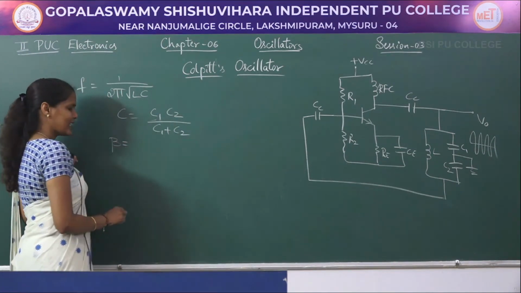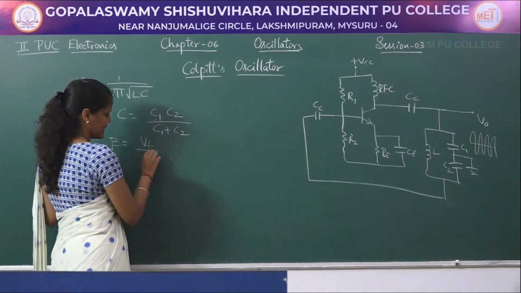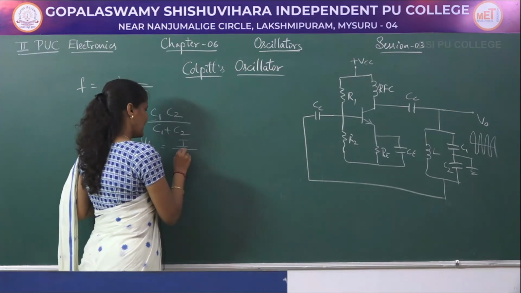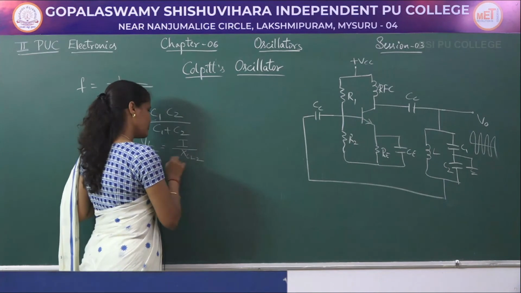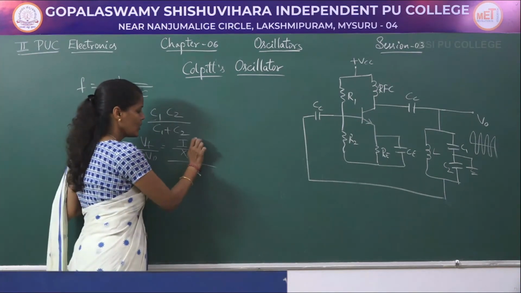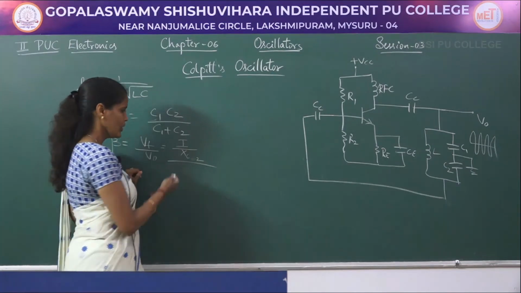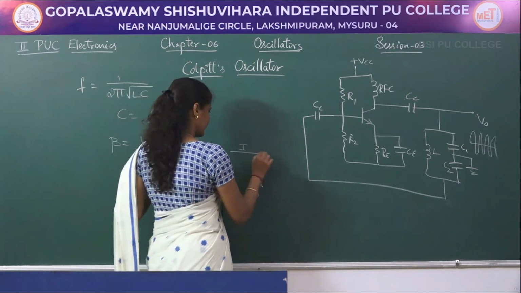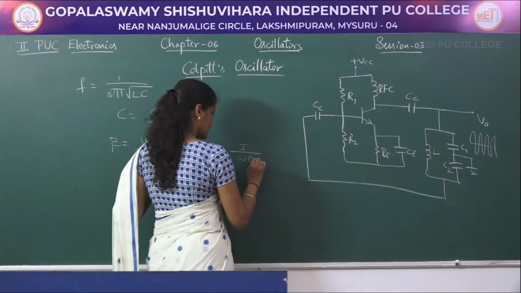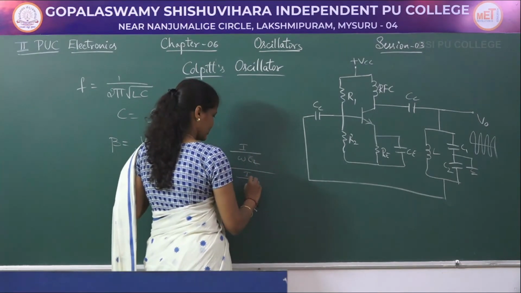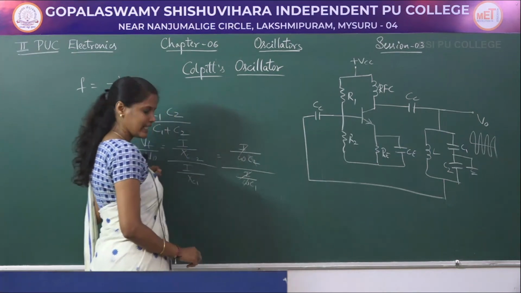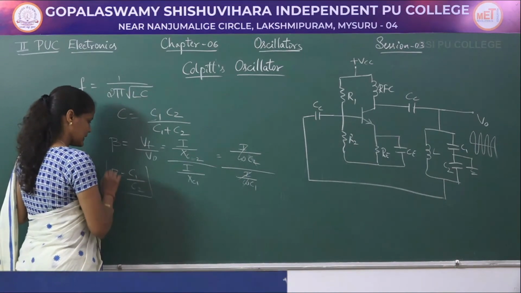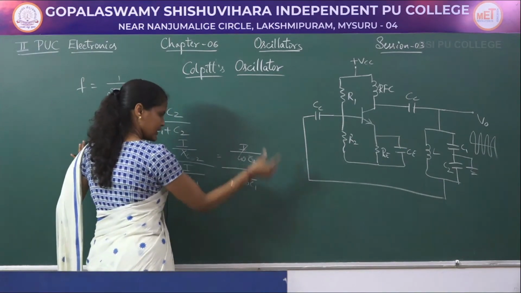As usual, the feedback ratio beta is equal to Vf divided by V0, where Vf is equal to I divided by omega C2, that is XC2, because we are taking the feedback from capacitor 2. And V0 is I divided by XC1, that is, I divided by omega C1. So I divided by omega C2 whole divided by I divided by omega C1. The I and omegas get cancelled. So beta will be equal to C1 divided by C2. That is, the denominator of the denominator goes to the numerator.